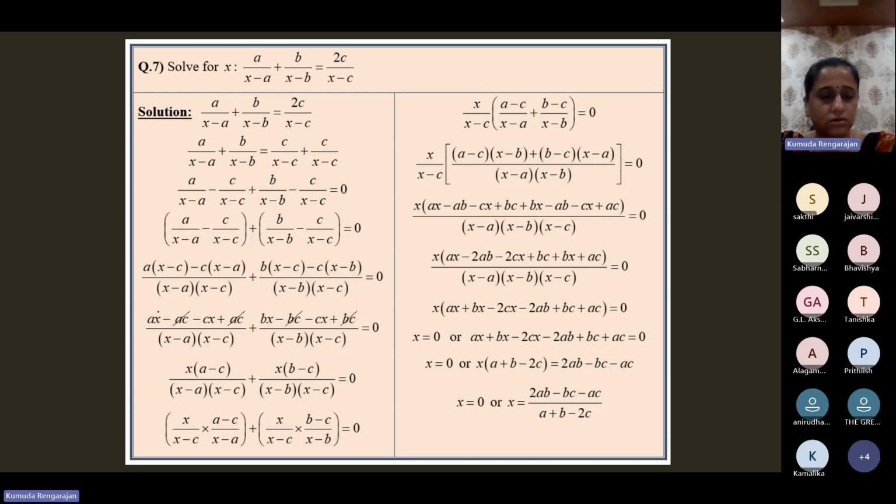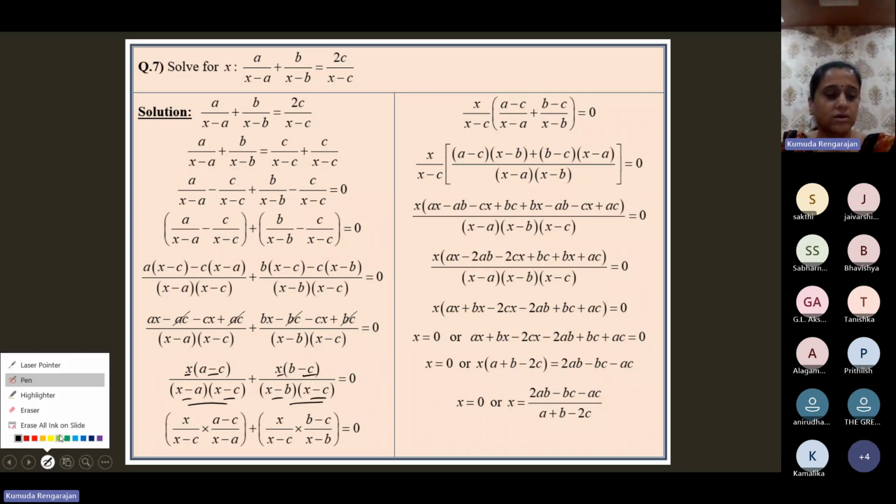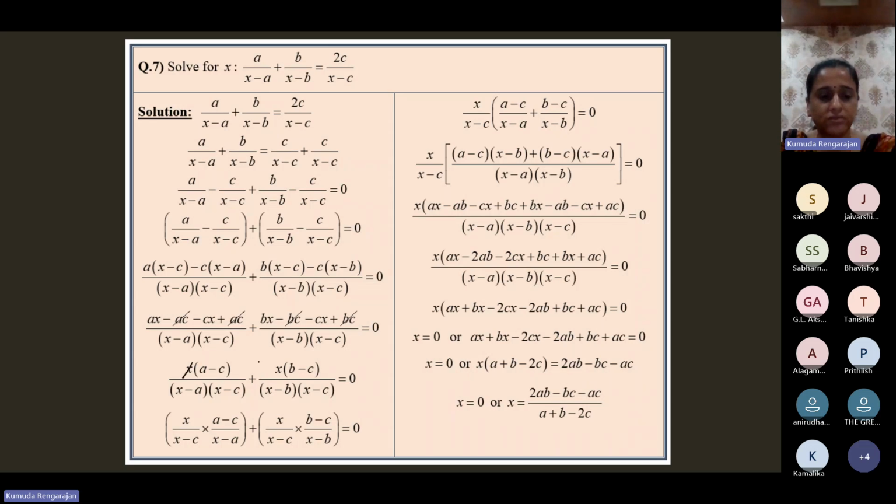I think I was telling you AX minus CX, X is common, so A minus C, and then BX minus CX, X common, B minus C, and the denominators. Don't open the brackets in the denominator. Okay, numerator you can open, denominator don't. Now, if you see this term and this term, just observe these two terms, X into A minus C, X into B minus C. And in the denominator, X minus A, X minus C, X minus B, X minus C. Okay, so what's common in the numerator? X is common in the numerator. Denominator, X minus C is common.